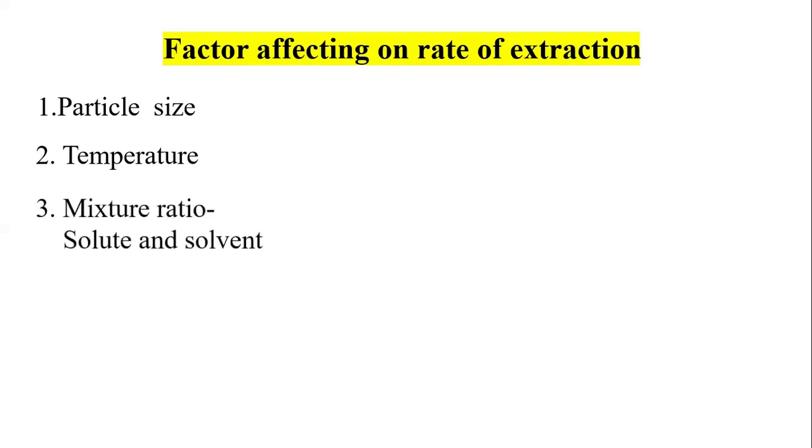Third factor is the mixture ratio, that is the solute and the solvent. So what is the solute? The dissolved chemical component or the powder material. To the free volume of that powder material you add solvent. How much? For example, you are taking a powder of near about 20 ml, then how much solvent should you add? 60 ml of solvent should be required. So likewise, the proportion should be there.